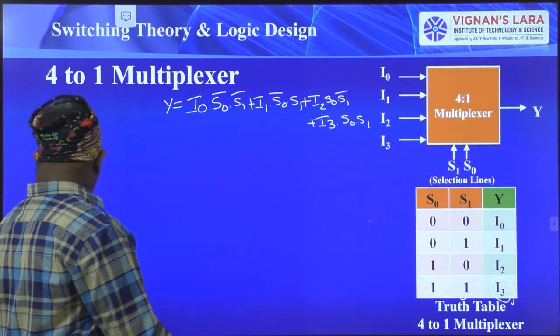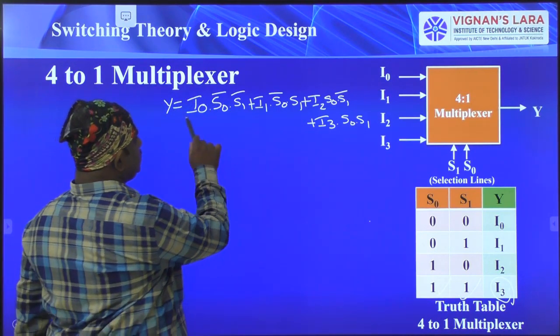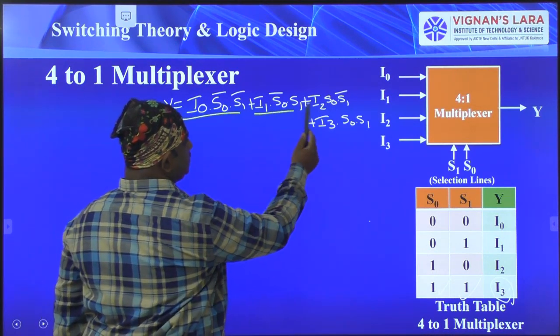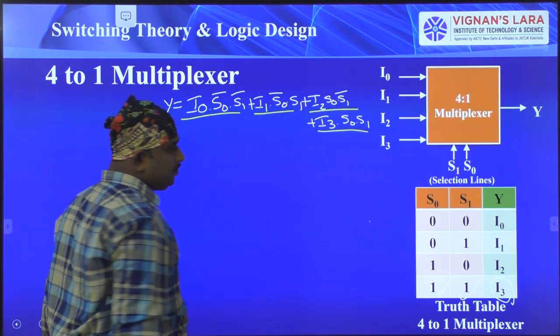See here, we have totally 4 product terms. This is one product term, this is one product term, this is one product term, this is one product term.